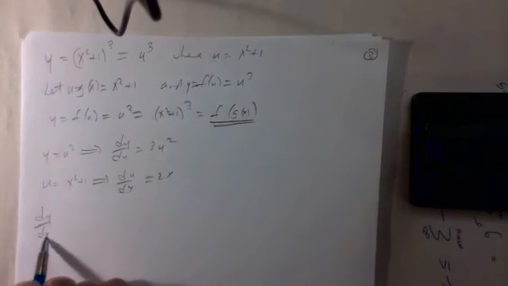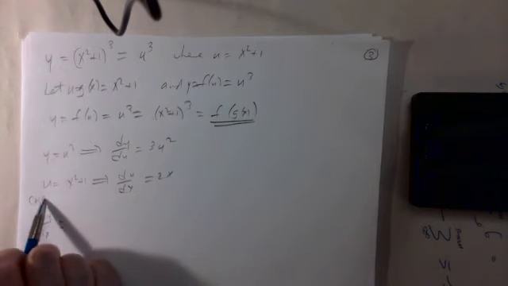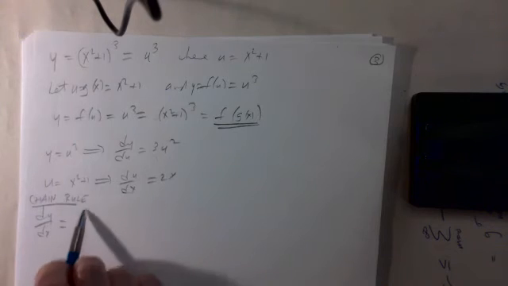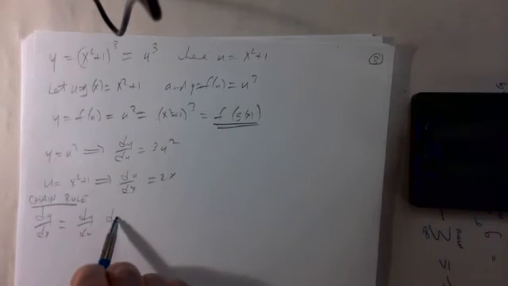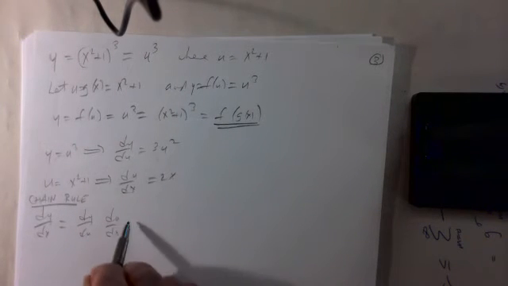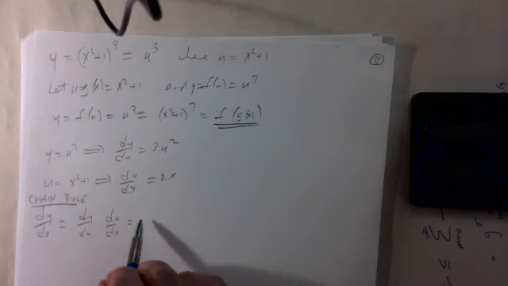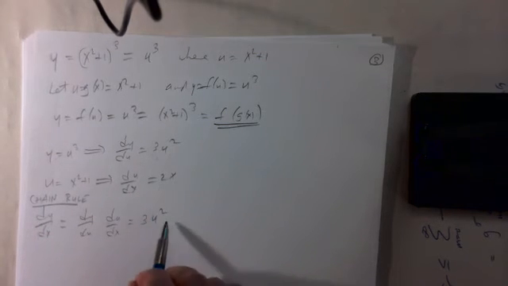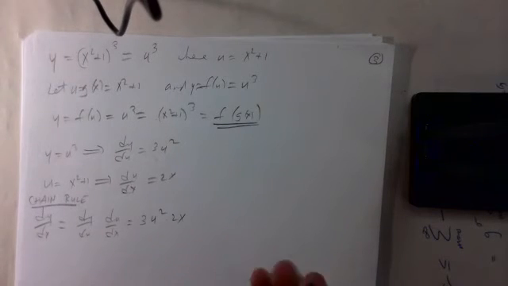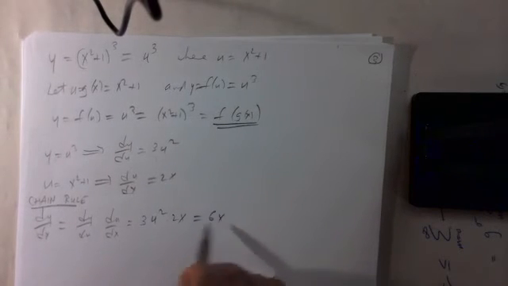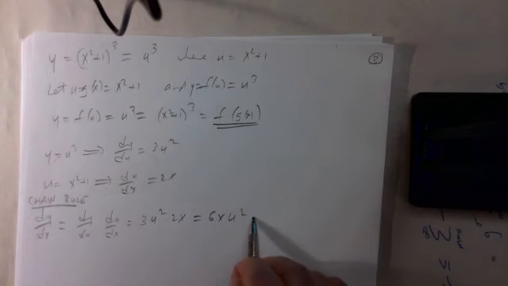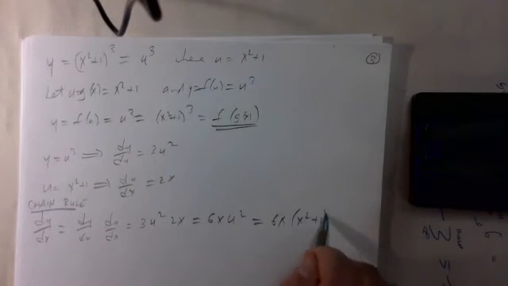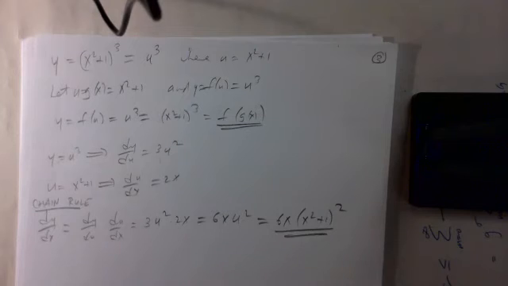So dy/dx, now this is the chain rule, is dy/du times du/dx. dy/du is 3u squared. du/dx is 2x. So this is 6xu squared. What is u? x squared plus 1. That's the answer.